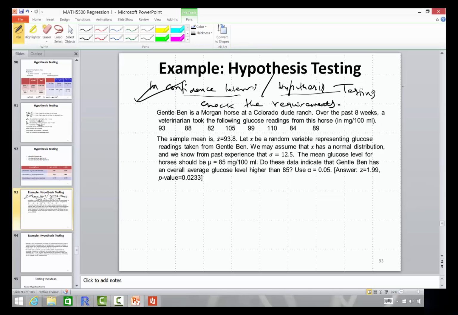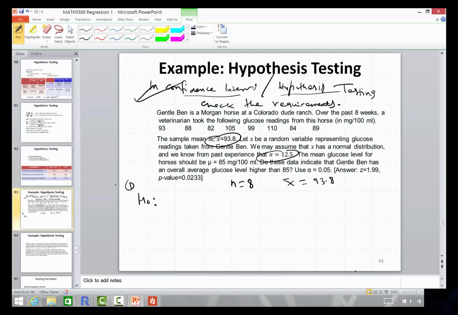Counting 1 2 3 4 5 6 7 8, so we have n equal to 8 here. You read the story, all that. X bar is this. All right, this is the hypothesis testing problem. First of all, you need to check whether sigma is given or not. Sigma is given, so we have to use Z. In the beginning, you will write down the null hypothesis.